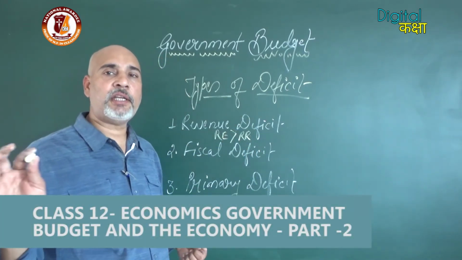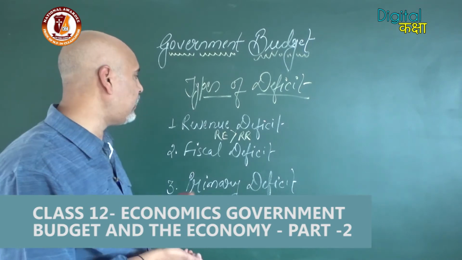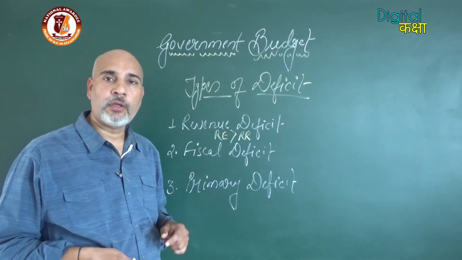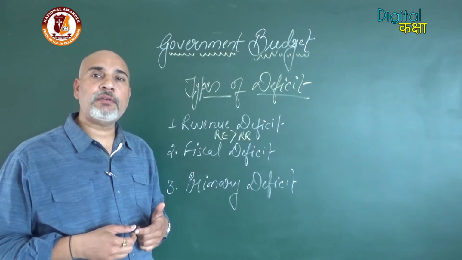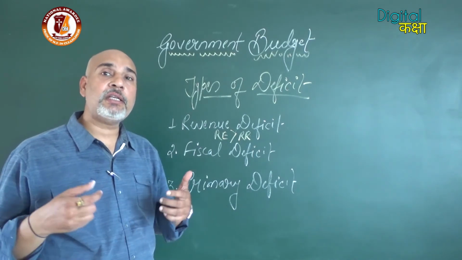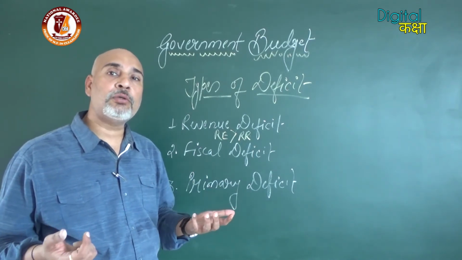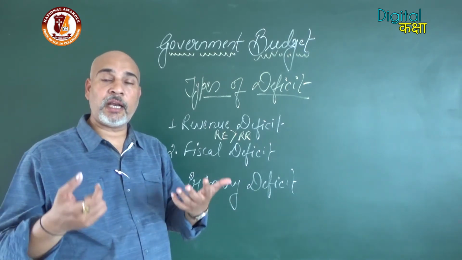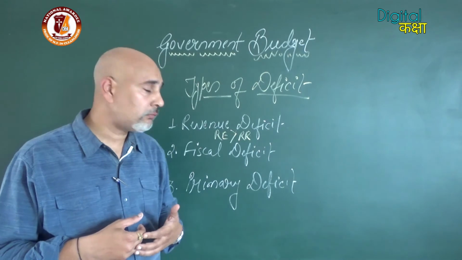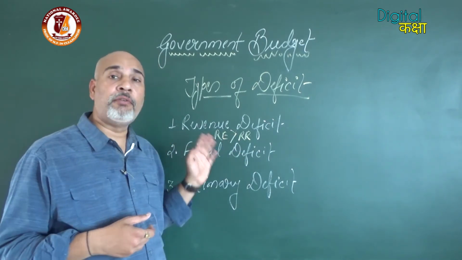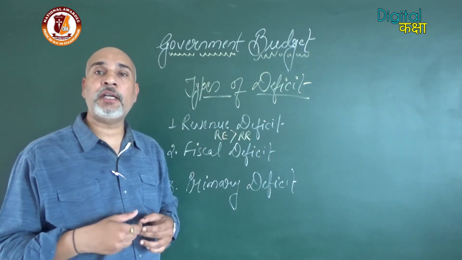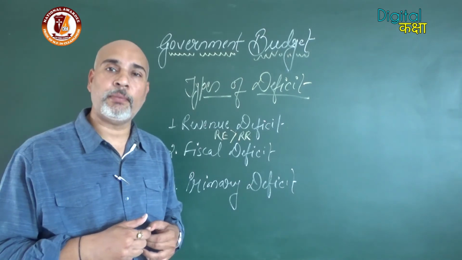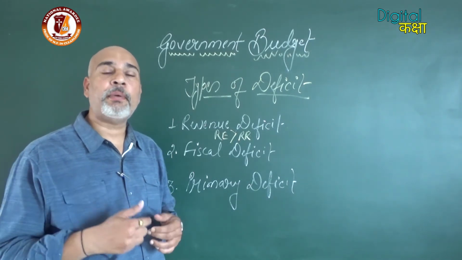Capital type of transaction will not be included in revenue deficit. What is the implication of this? That means the government is not even able to meet its regular expenditure. They are not able to generate that much revenue which could meet the regular expenditure of the government. In that condition, what will happen?